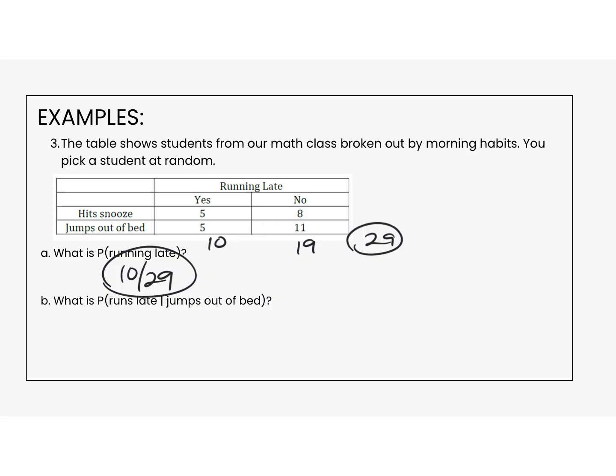What is the probability that a student runs late given that they jump out of bed? So there are 16 that jump out of bed, and there are 5 out of those 16 that run late.